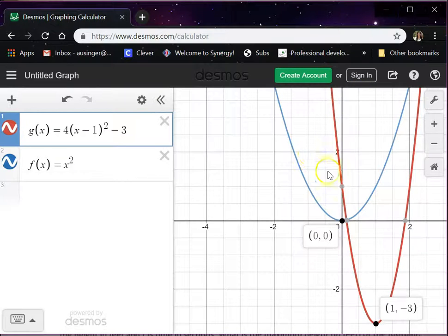I can also see that the red one is skinnier, so that means it's got a vertical stretch. Vertical stretches are the numbers out front. So if I look over here, this 4 is going to be my vertical stretch. It has a vertical stretch of 4.